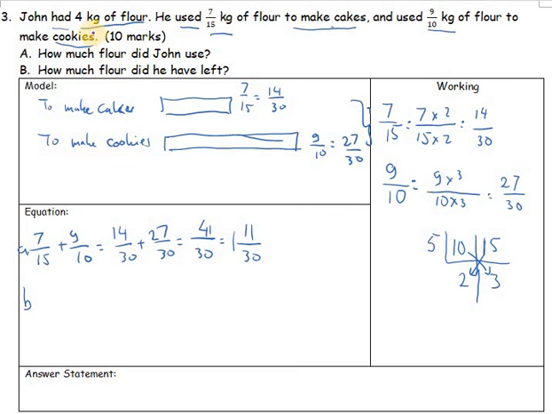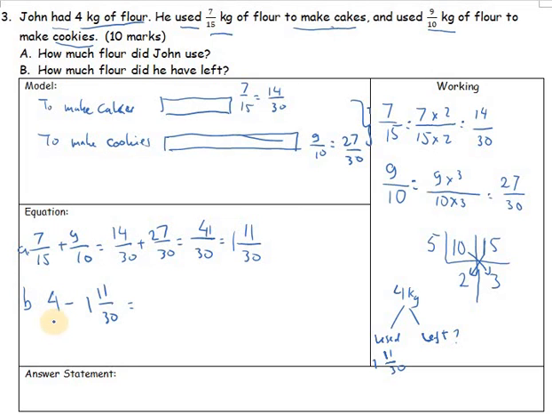John had 4 kilograms. If I do the working over here, 4 kilograms, and then he used 1 11 out of 30, and what is left we do not know. So we need to solve this. We need to do 4 minus 1 11 out of 30, the amount that he used. And then what do we need to do?